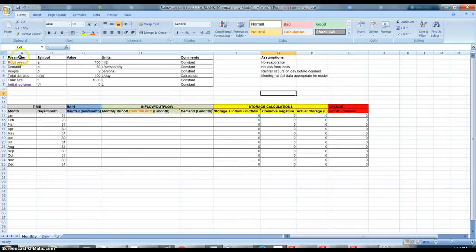So here we've got the parameters I'm looking at, and also some initial values. And we're also making some assumptions here, for example, that there's no evaporation, and some of these things would have to be discussed in the class. I don't have time to go through them right now, but initially we've got this roof area of 100 meters. For runoff, we've got demand of 50 litres per person per day, 2 people, so 100 litres, and a tank size initially 100 litres. So to start with, we're going to get some rainfall data.